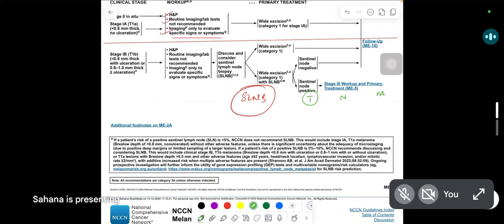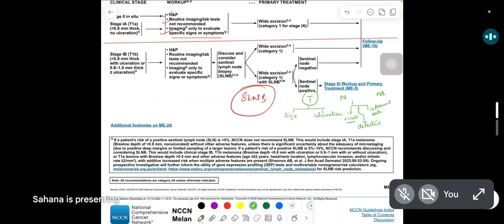T has 2 aspects: size and ulceration. N has 3 aspects: whether it is an occult node, a clinically positive or clinically detected node, or there are in-transit or satellite lesions. So that comes under N. M again has 2 things: site and LDH. So you will put it in brackets as 0 or 1.